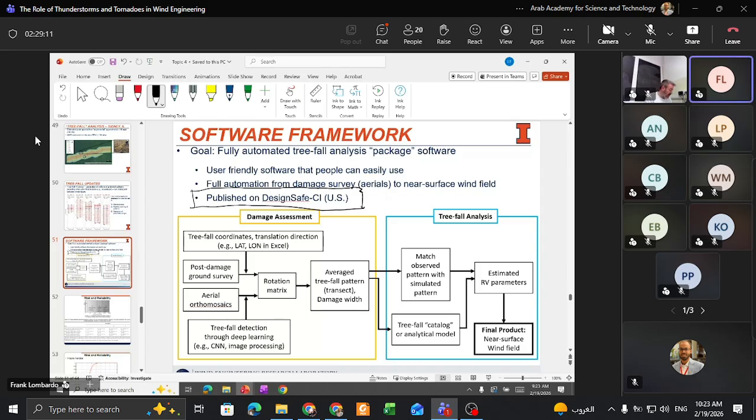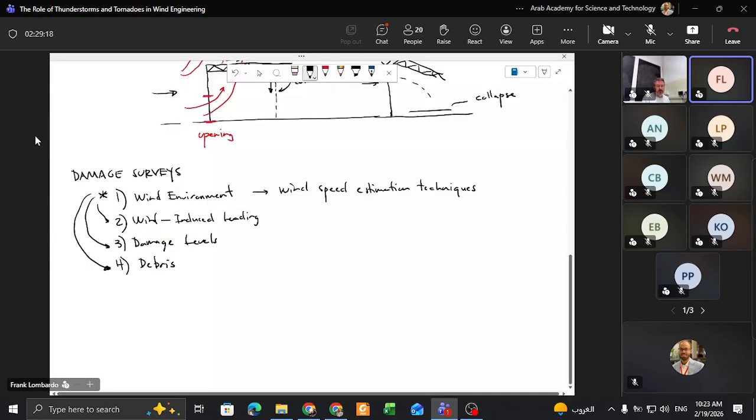I mentioned too, your homework will cover this. We'll extend your Rankine model to include tree fall. Okay, questions? Thoughts?